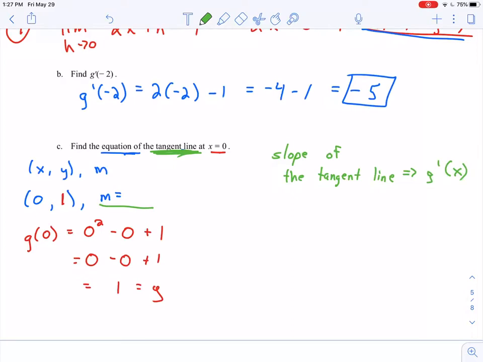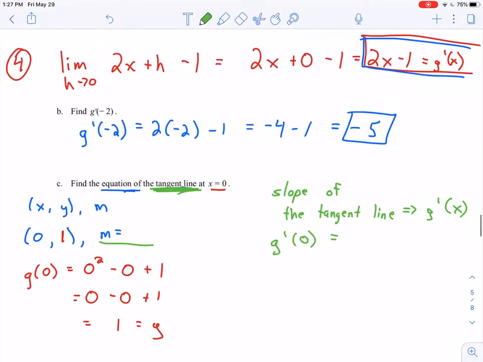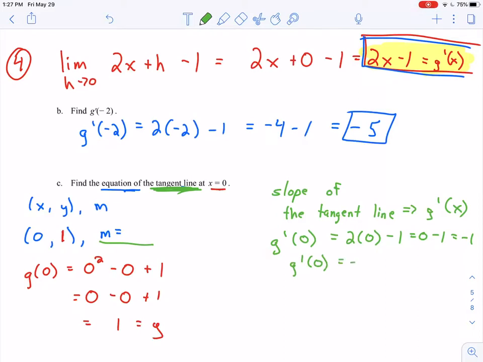So I'm going to take this same x value that I used last time, 0, and plug it this time into my derivative, g prime of x. So g prime of 0 equals, looking at my derivative, 2x minus 1. I'm going to plug 0 into that equation. So here I have 2 times 0 minus 1, which gives me 0 minus 1, or negative 1. So g prime of 0 is equal to negative 1. That is the slope of my tangent line. So m is negative 1.